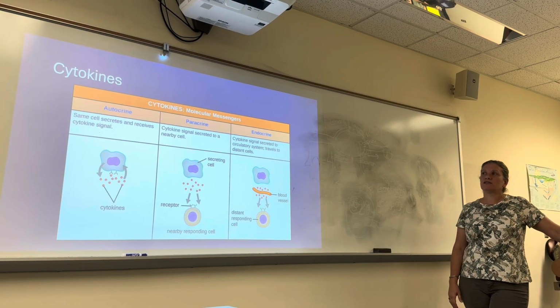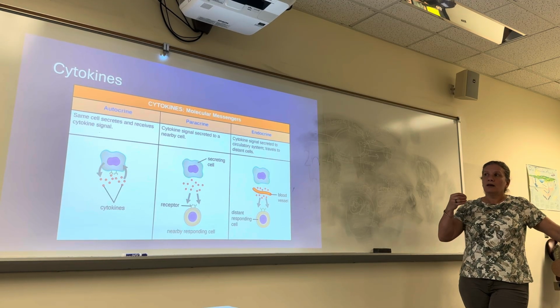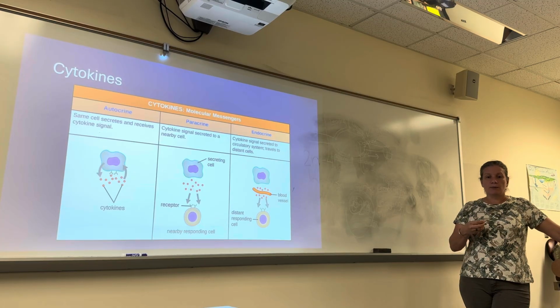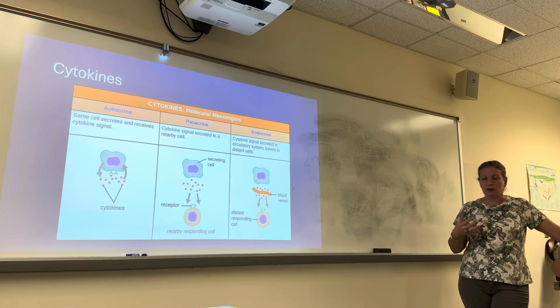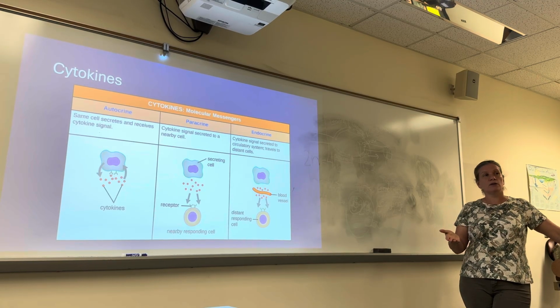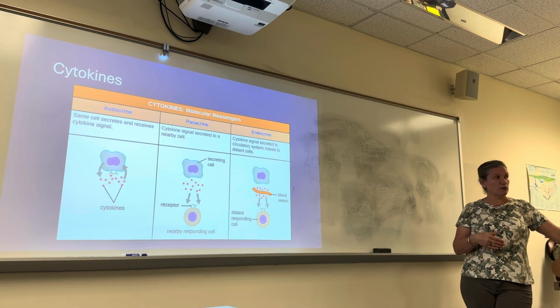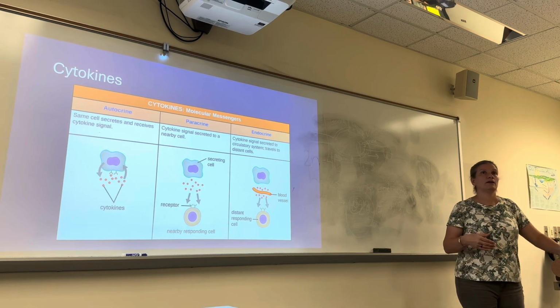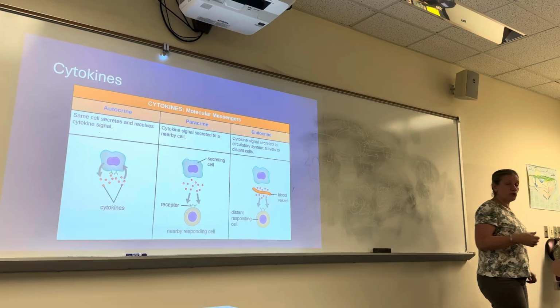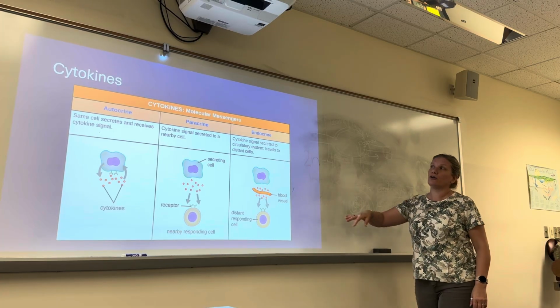Now, cytokines can be chemicals that are signaling molecules that are secreted by the cell to be received by the cell. Okay, and we're going to see that this type of cytokine is called autocrine.